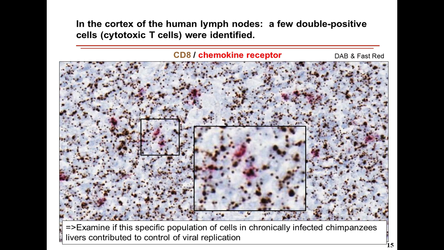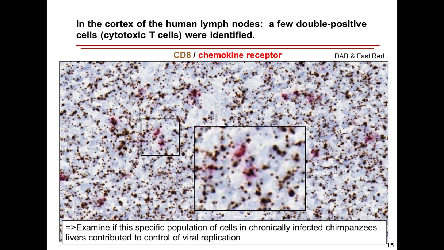So we ran the dual in situ hybridization in our control tissue, which was the cortex of the human lymph nodes. We wanted to make sure it worked in the human tissues before we ran it on the chimp tissues, which I mentioned were processed many years ago.